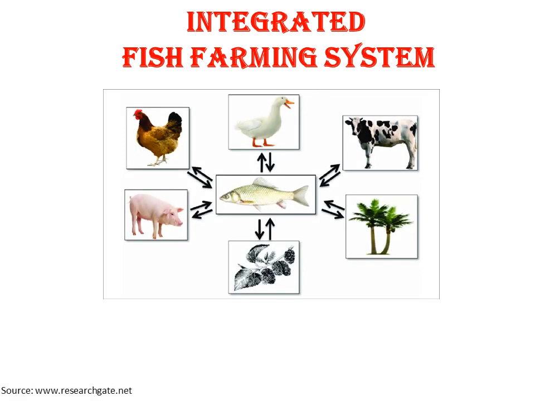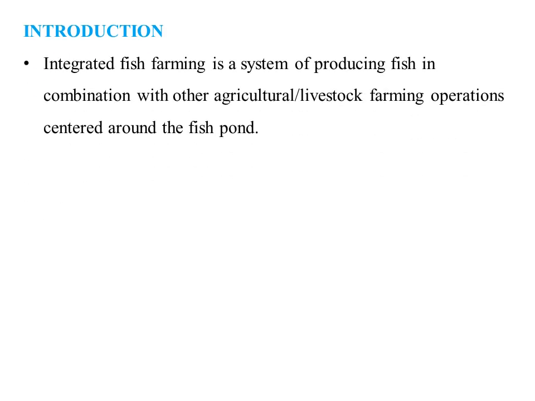Hi everyone. We are going to see about the integrated fish farming system. Here the integrated fish farming is the production of fishes along with the agricultural as well as the livestock farming, which are centered around the fishes.